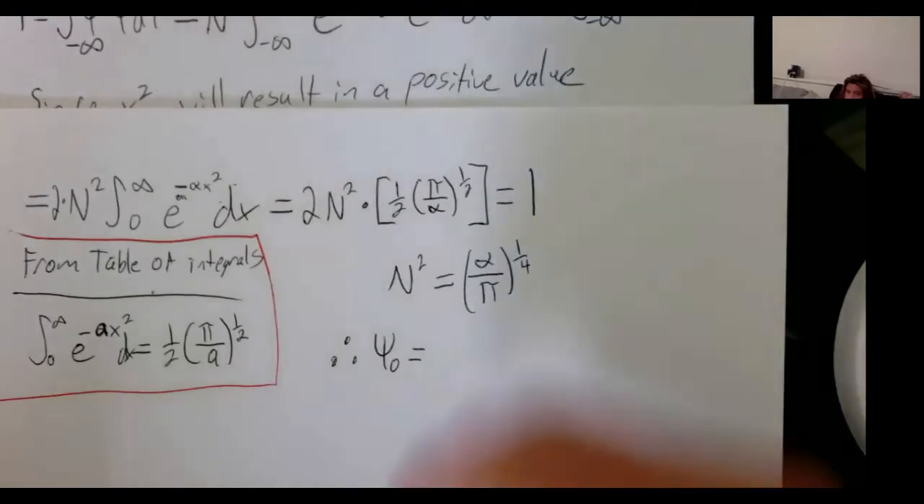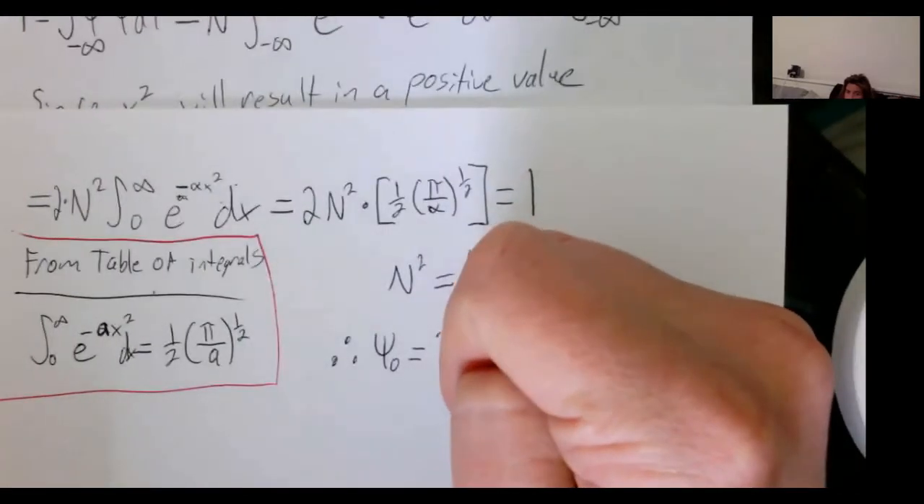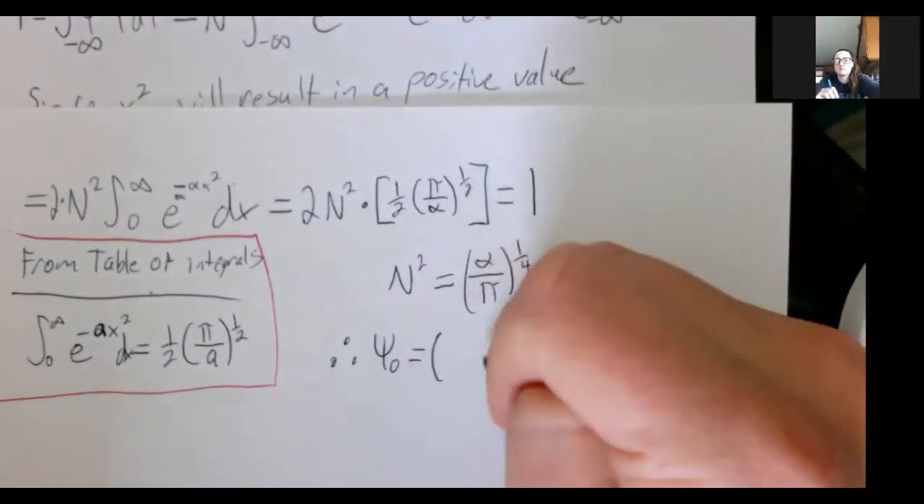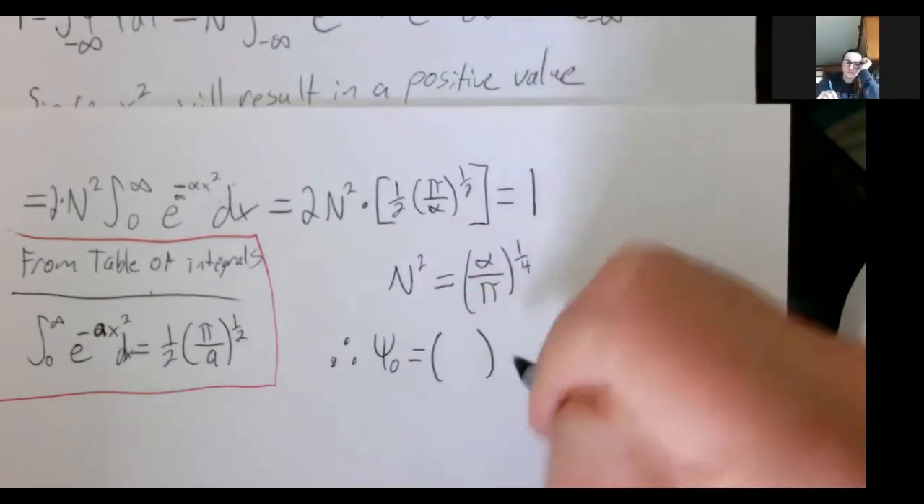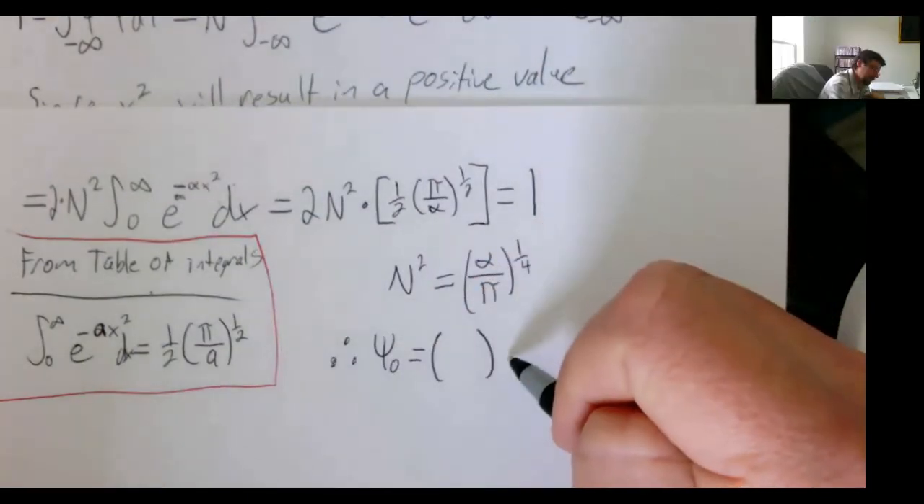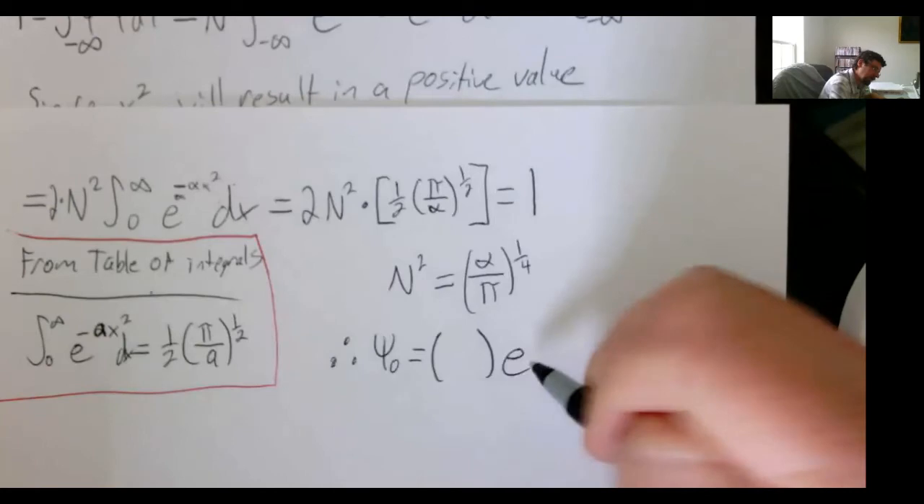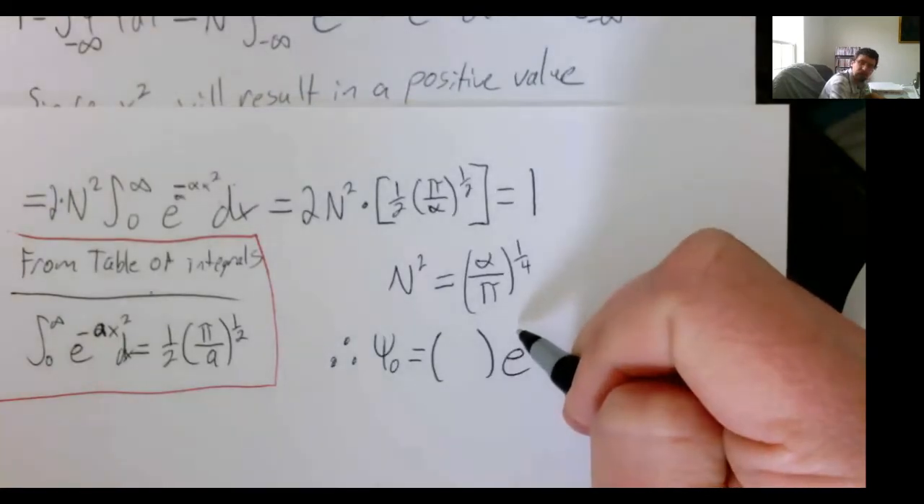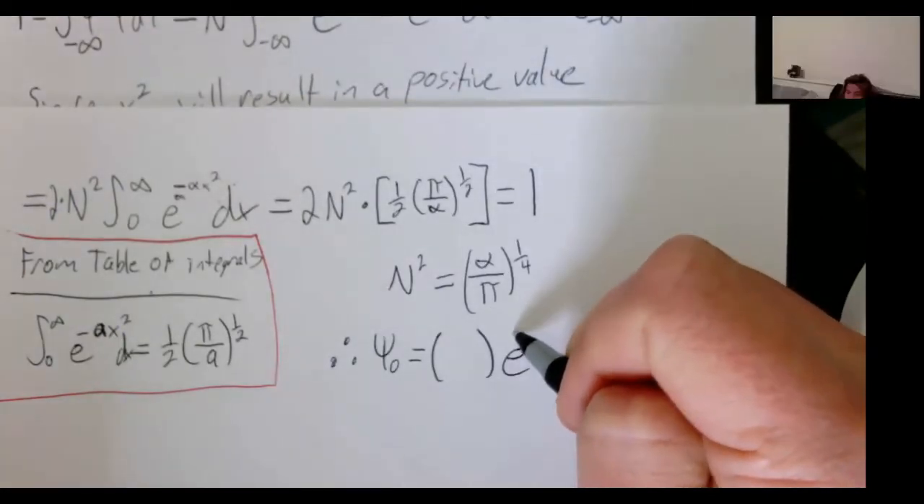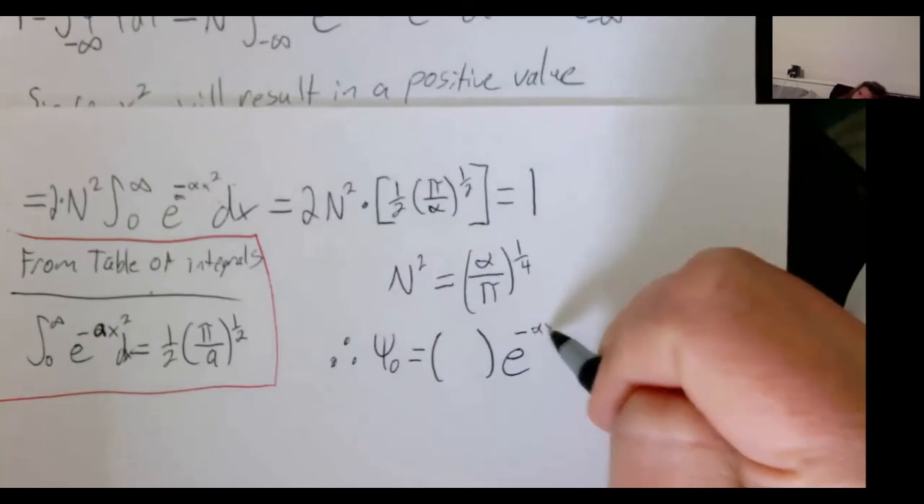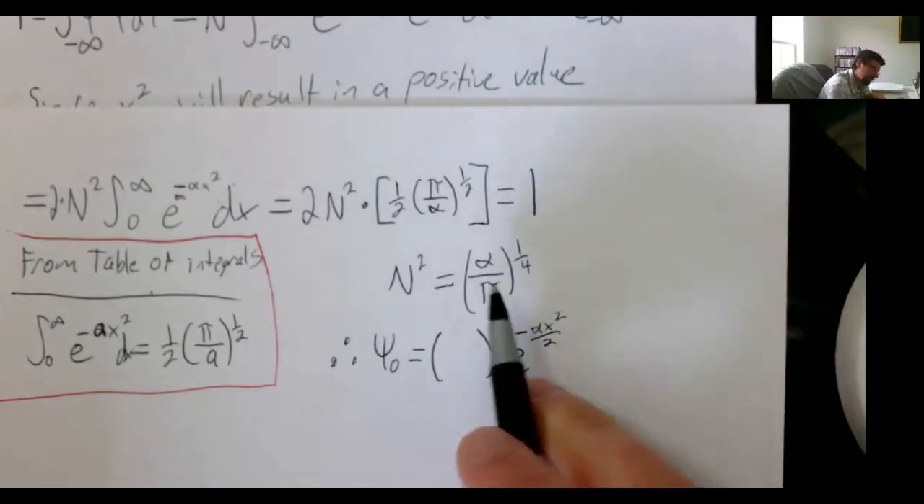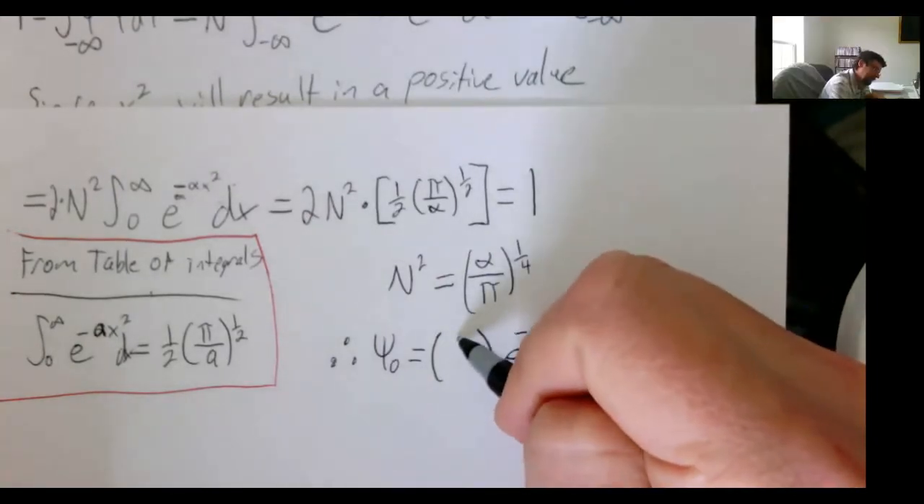Square root of all that. Not quite. What was our original function? E to the what? E to the negative alpha x squared over 2. Yep. And now we have to plug in that normalization constant.